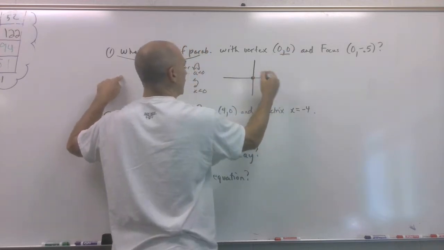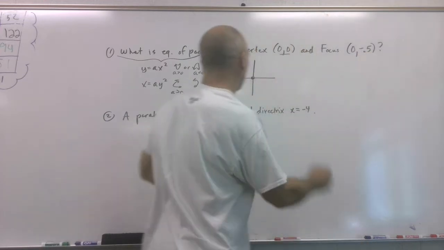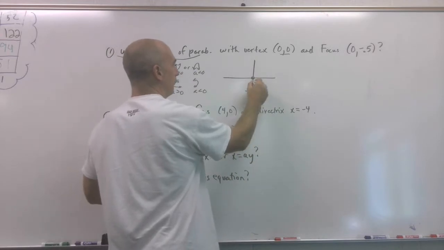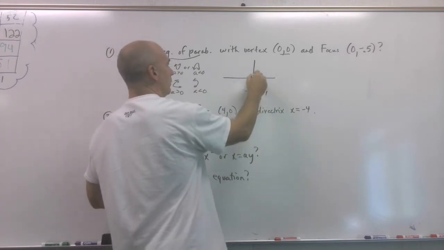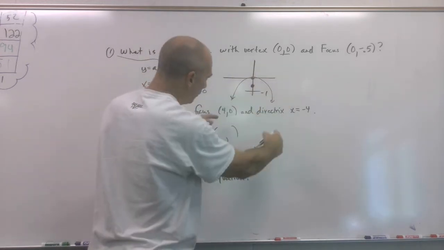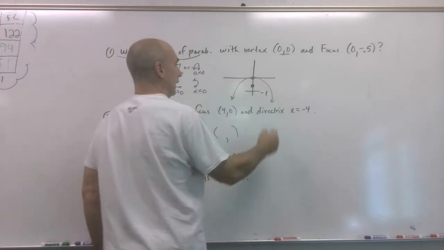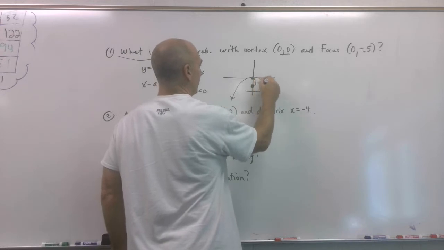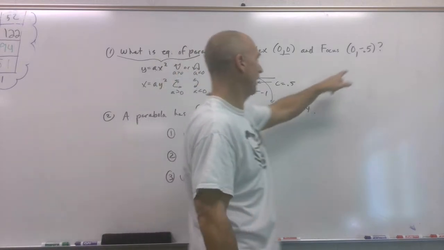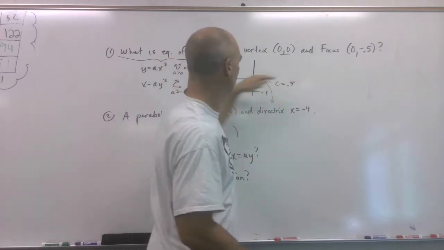Vertex 0, 0. Focus is 0, negative 0.5. So I'm going to make my negative 1 huge. A negative 0.5 would be right there, which means it goes like this, because the tulip always goes around the focus. The focus we nicknamed the pistil of our flower. And it also tells us that C is equal to 0.5. Now somebody might say, well, I thought it was negative. C is a distance, always a distance. The negative just told us to go down.